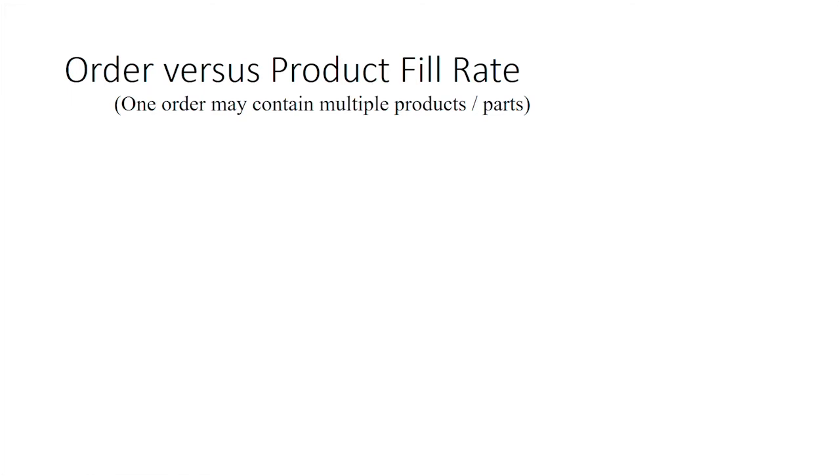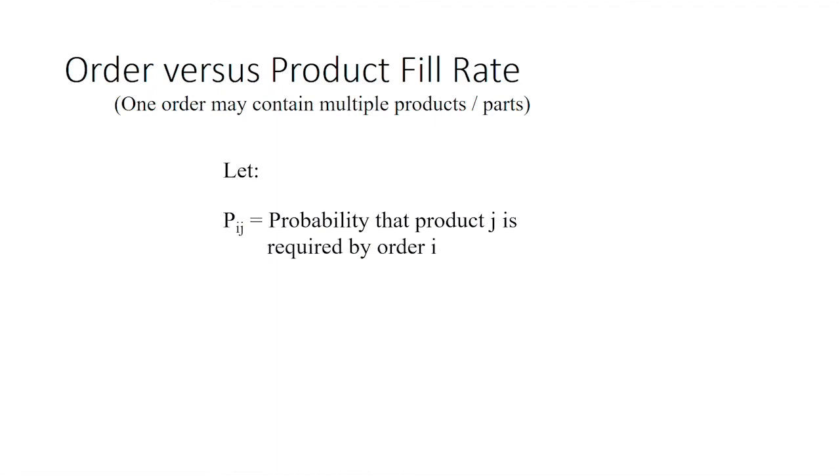So let's go through the symbols on the slides first. Pij means the probability that product j is required by order i. Please be careful that i always means the order. j is for the product. P12 means the probability that product 2 is required by order 1. Maybe this P12 equals 0, which means that product 2 is not needed for order 1. Maybe it equals 1, which means product 2 is always needed for order 1, or it is just between 0 and 1.